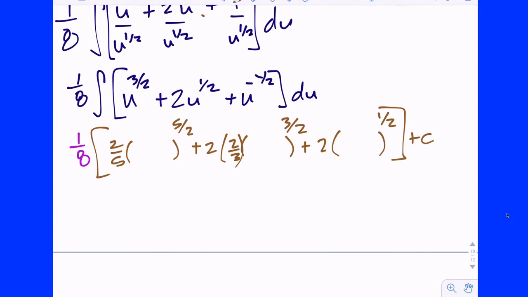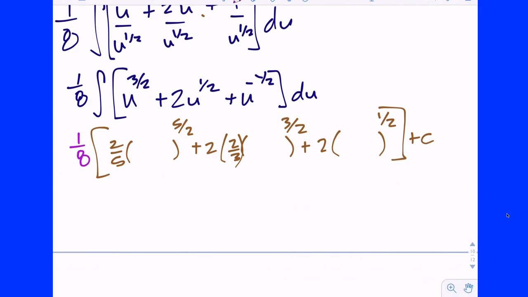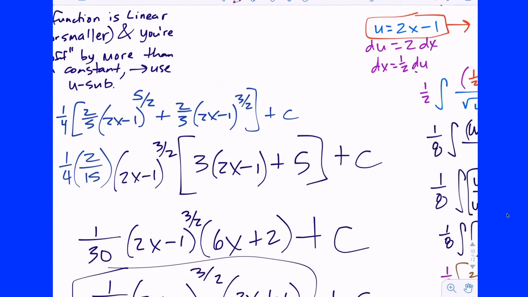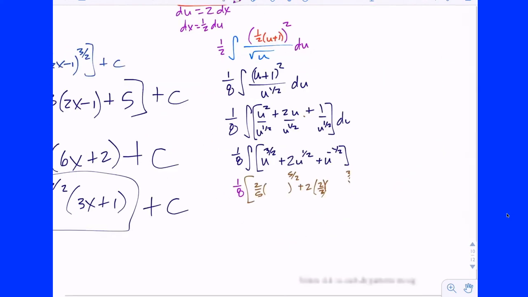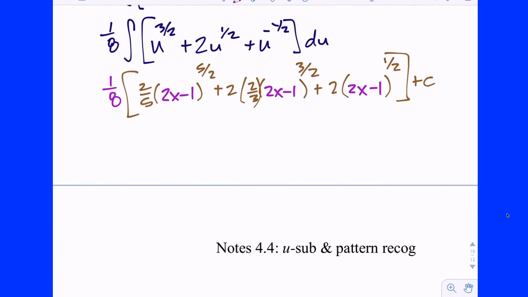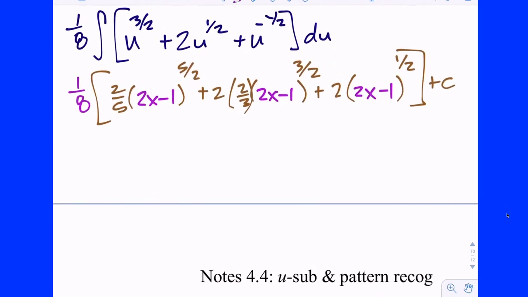Now that saves a line of writing because now you can come in and in the parentheses you can put what u is, and u is 2x minus 1. So if it's an indefinite integral and you use u sub, that's the last step. You always have to come back and plug in what u is. And u, depending on the problem, is always something different, which is what I like about you.